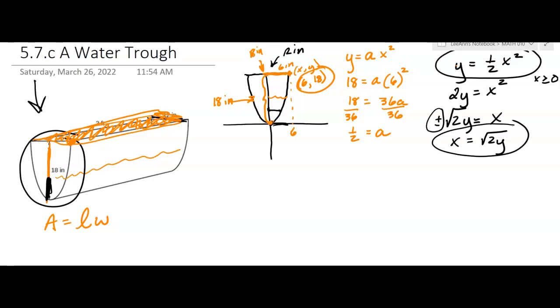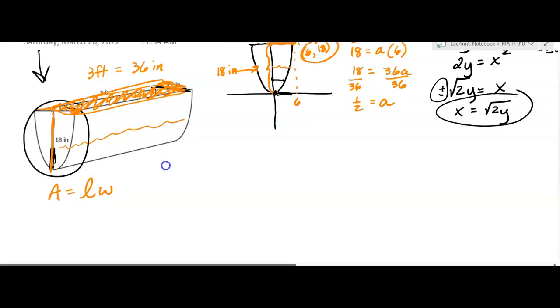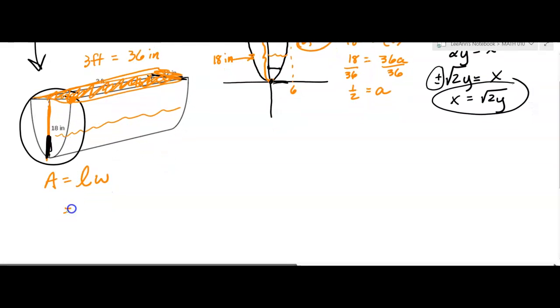If it's not, then we have to base it on how deep the water is in the trough. Now, this says 3 feet for that length of the trough. That's going to be 36 inches, so we need to keep our units the same. All right, so we know the length is 36.